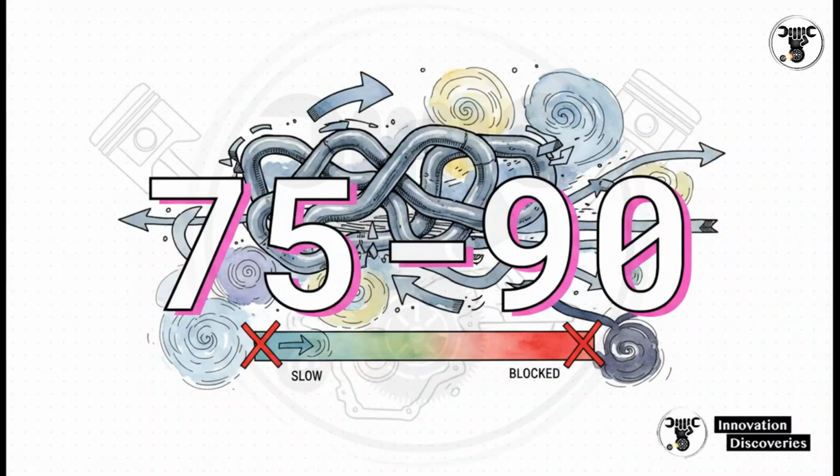So, what's the magic number we're aiming for here? For your primary header tubes, your target velocity should be sitting nicely between 75 and 90 meters per second at peak torque. If you drop below 60 meters per second, your scavenging effect just dies. On the flip side, if you push it past 110 meters per second, you're hitting excessive restriction and just choking the engine. Maintaining that sweet spot, the 75 to 90 range, is your number one goal.